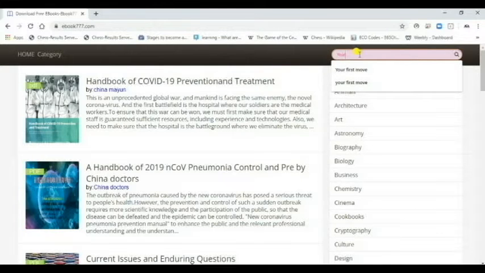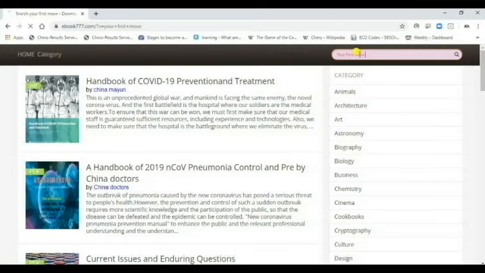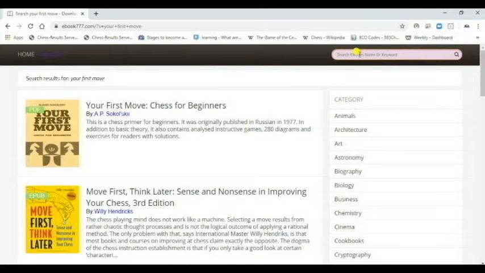Here you can go for your first move. This was the best book ever. Even this is in Telugu. Some viewers who can understand Telugu, I'm talking about Modati Ettu. So this is a book written by Alexei Sokolsky. This is the best book, published in the year 1977. You can download this book happily.